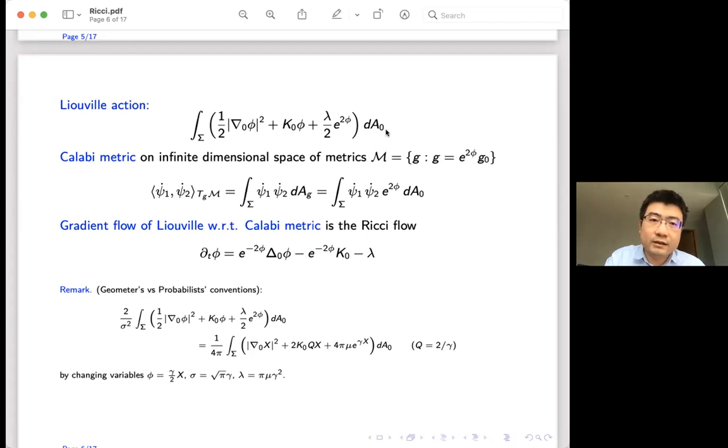So this Liouville action is a function on the infinite dimensional space of this conformal class. M is all the metrics which are conformal to the reference metric G naught, so this is the conformal class of G naught. And remember, everything here depends on this reference metric. So this A is the area form of G naught, and K is the curvature for G naught, and so on. Now we are parametrizing the conformal class using this conformal factor phi.